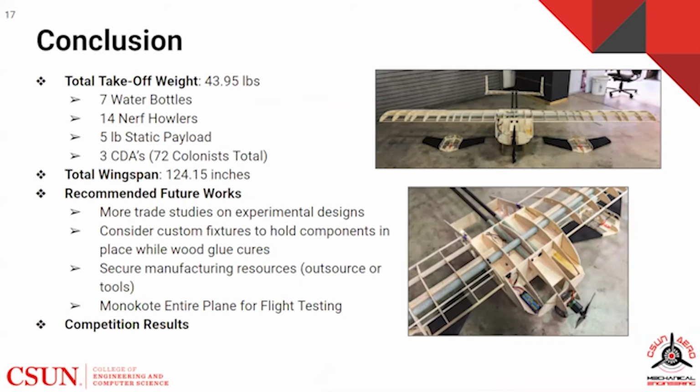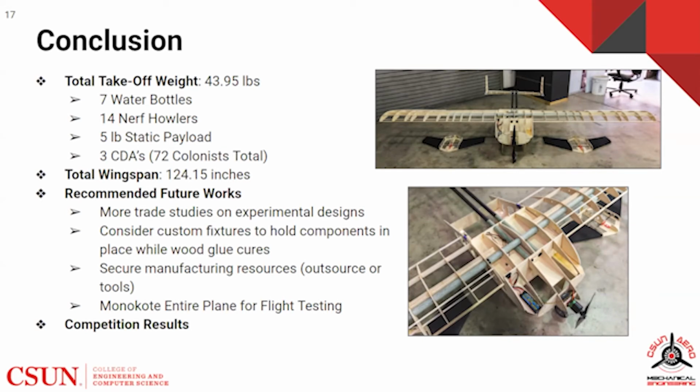In conclusion to our presentation, here's an overview of our design. Our total takeoff weight is calculated at 43.95 pounds, consisting of 7 water bottles and 14 Nerf Howlers for our dynamic payload, 5 pounds for our static payload, 3 CDAs consisting of 72 colonists in total, and our total measured wingspan comes in at 124.15 inches.